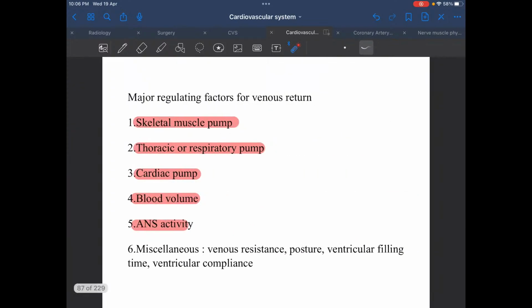Let's see the different factors which can regulate your venous return. We can have a skeletal muscle pump, very important. We can have a thoracic or respiratory pump. The third one is the cardiac pump, that is the vis a tergo force. We have the blood volume and the ANS activity. We have some other factors as well, like your posture. It could be your venous resistance, your ventricular filling, as well as your ventricular compliance.